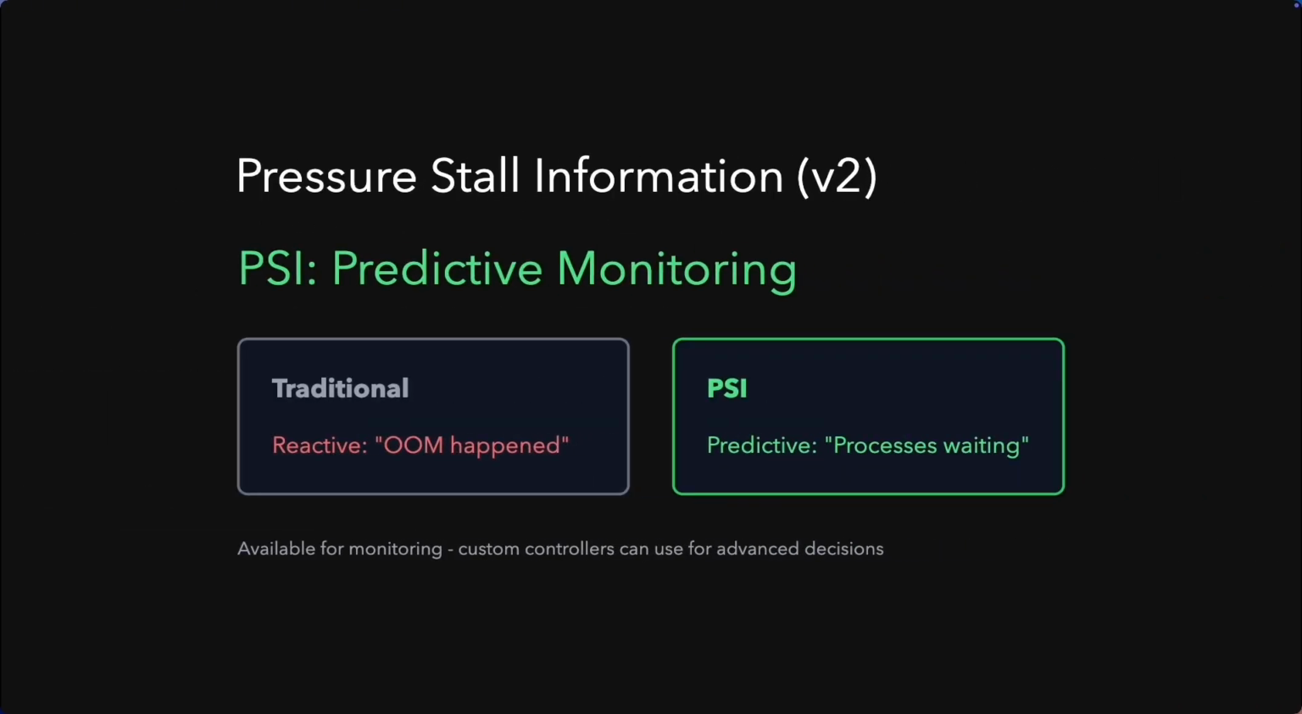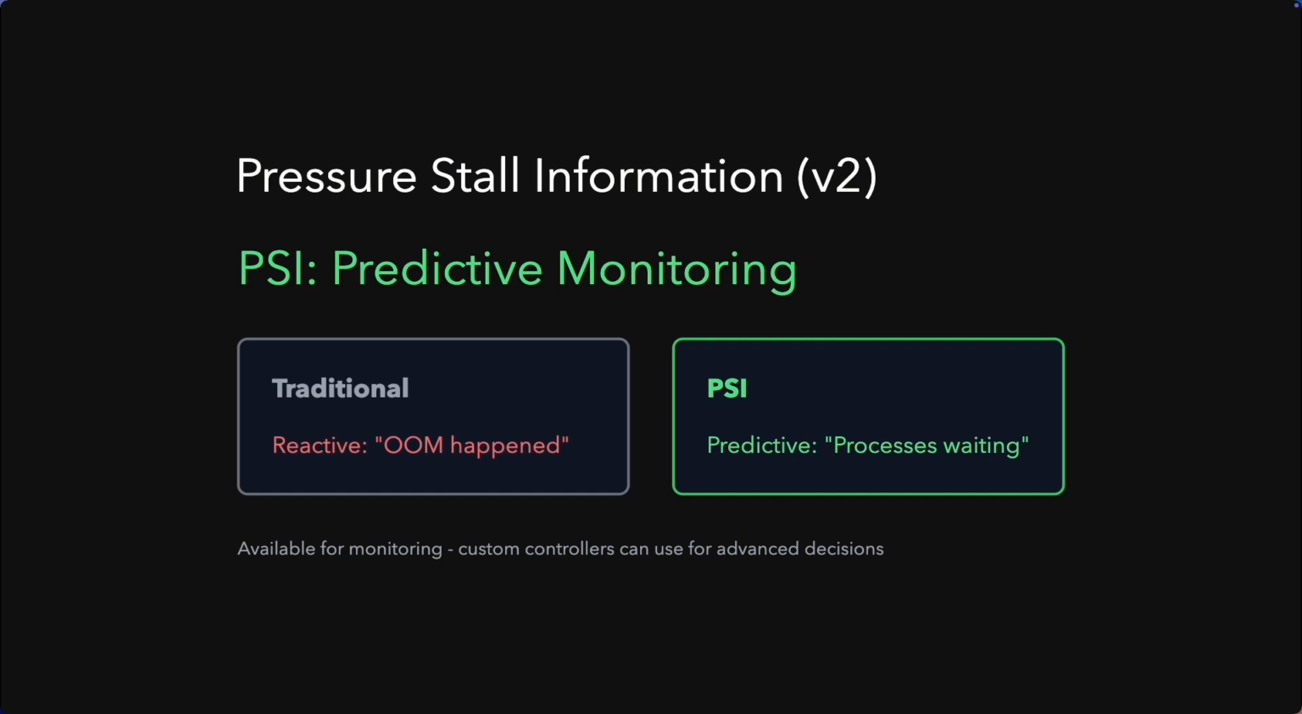So, this is one of cgroup v2's killer features, pressure stall information, PSI. Traditional monitoring is reactive. An OOM happened or a process was throttled, and you find out after the damage is done. PSI is predictive. It tells you how much time processes spend waiting for resources before hitting limits.